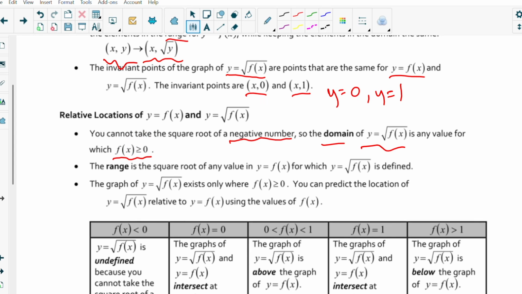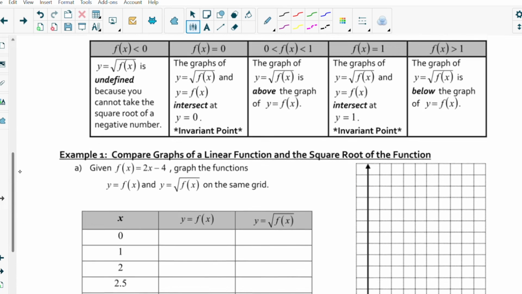The range is the square root of any value in y equals f of x for which y equals square root of f of x is defined. The graph of y equals square root of f of x exists only where f of x is greater than or equal to 0. You can predict the location of the square root of the function relative to y equals f of x using the values of f of x. So let's think about it this way.